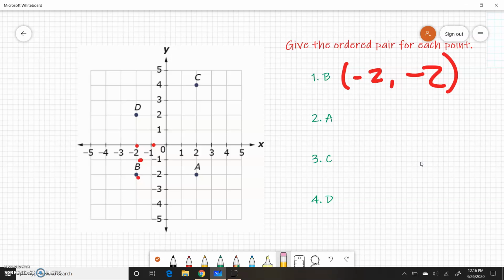Okay, now point, I'm going to erase those little dots. Point A. Okay, I count over 1, 2. This time it's +2. And I count down 1, 2. And this time it's -2 because down is negative.